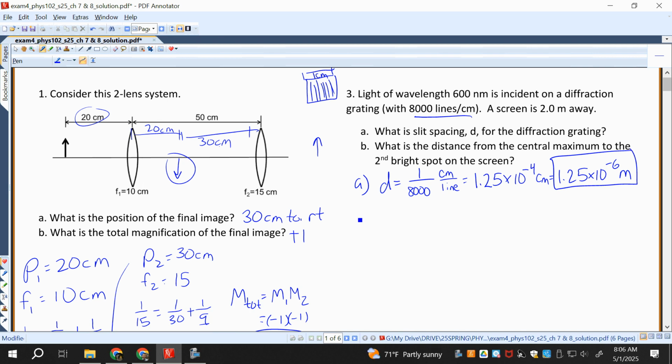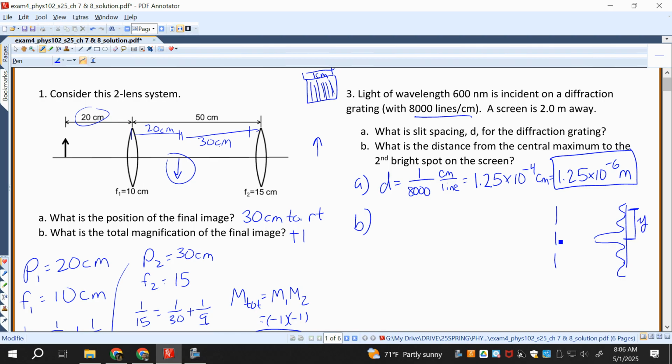Okay, and then B, what is the distance to the central maximum? Okay, so I'm going to draw it as a double slit, but think of it as a diffraction grating. If this is our diffraction pattern, we have a central bright spot surrounded by two less bright spots, two adjacent bright spots. I want to know the second bright spot. I want to know the distance from here up to here. I'm going to call that Y.